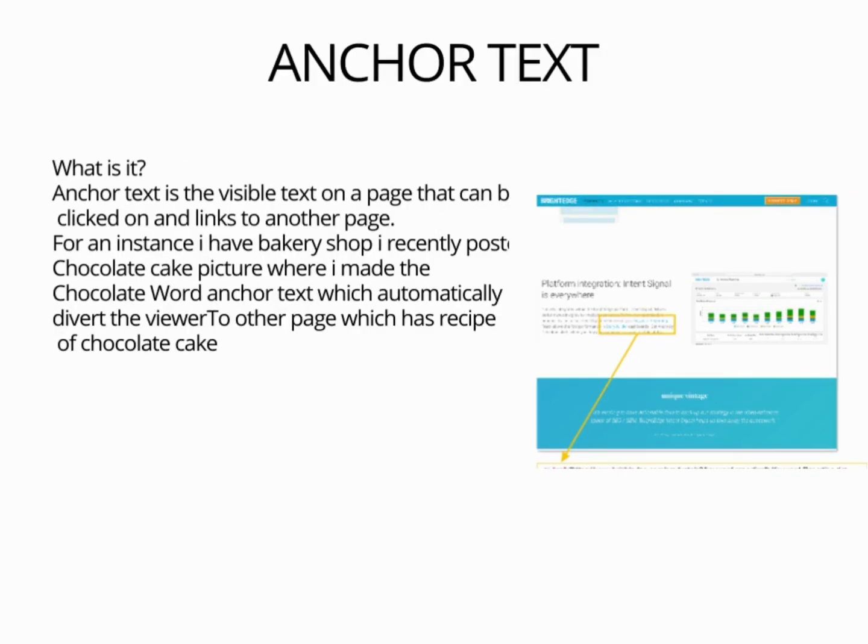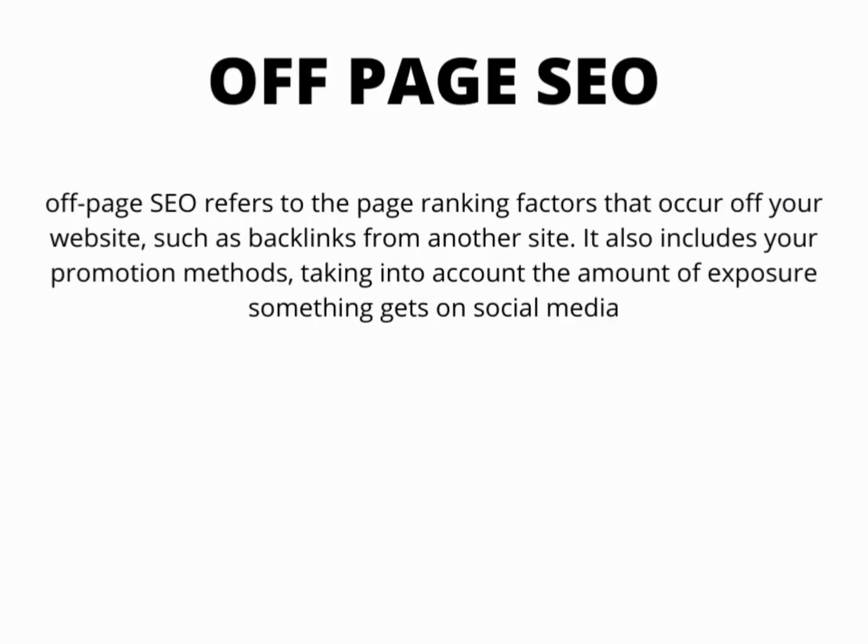So what is anchor text? Anchor text is visible text on a page that can be clicked on and links to another page. Here I have taken an example as well. If I have a bakery shop and I recently posted a chocolate cake picture where I made the word chocolate anchor text, it automatically diverts the viewer to another page which has the recipe of chocolate cake. That's how you divert your user or reader from one content to another, keeping them more engaged. So that was all about on-page SEO.